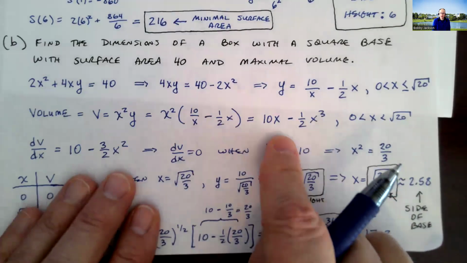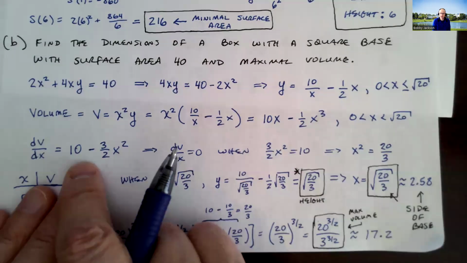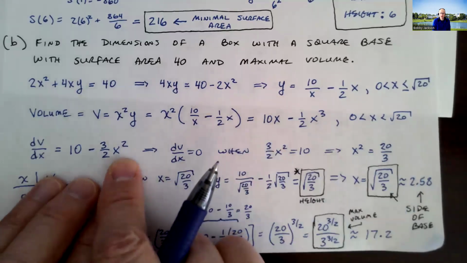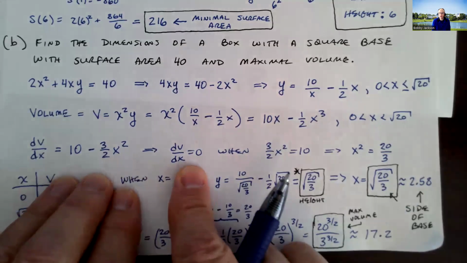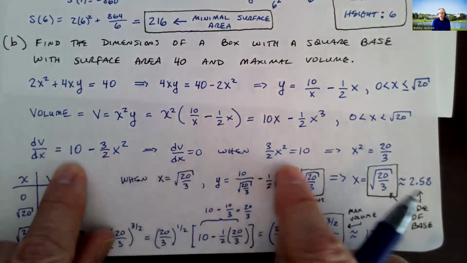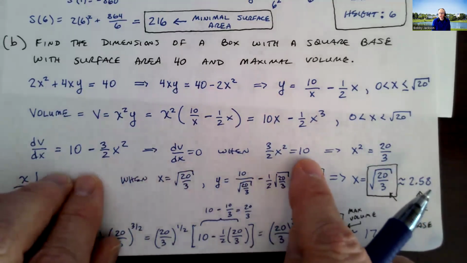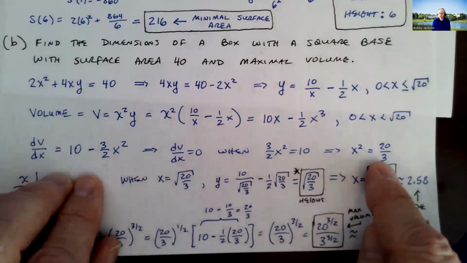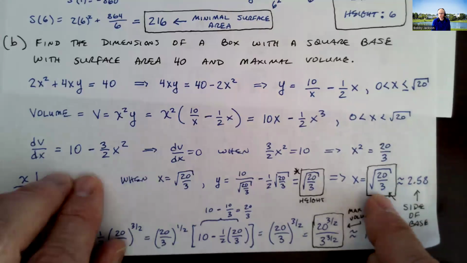So how do I do that? I take the derivative. Derivative of 10x is 10. Derivative of 1/2 x cubed, bring the 3 down, I get 3/2 x squared. So this is going to be 0, right, when 3x squared equals 10. And that's going to be true if I multiply both sides by 2/3 when x squared is 20/3, or when x is the square root of 20/3.